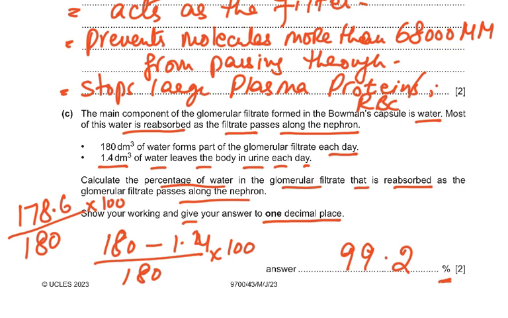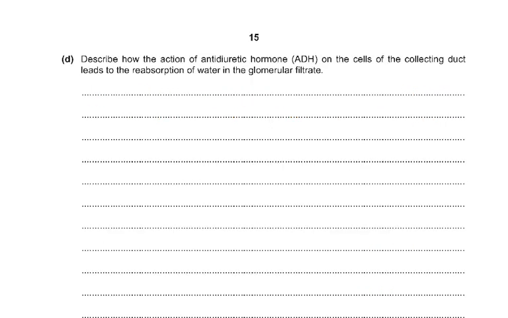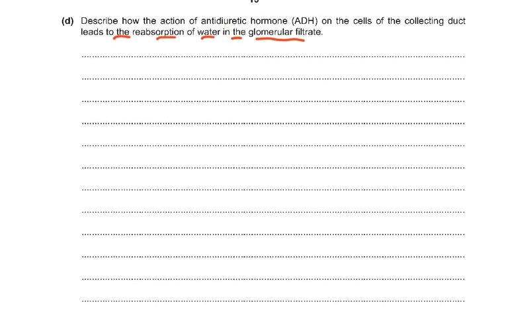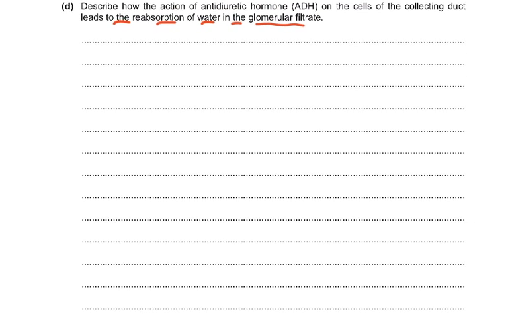Now coming to the D part of the question, which is again a very direct question. Describe how the action of ADH on the cells of the collecting duct leads to the reabsorption of water from the glomerular filtrate. And this is for 7 marks, and that will finish this question. That's a very simple basic question.